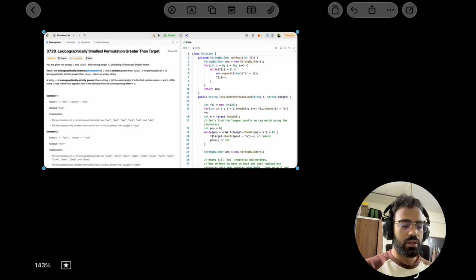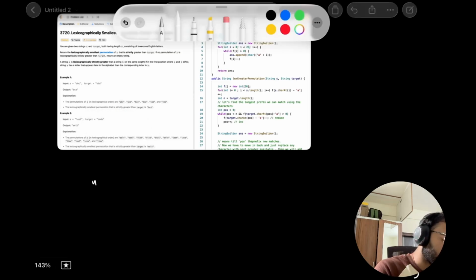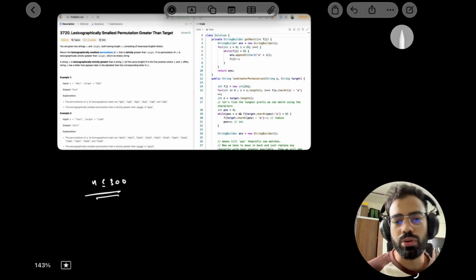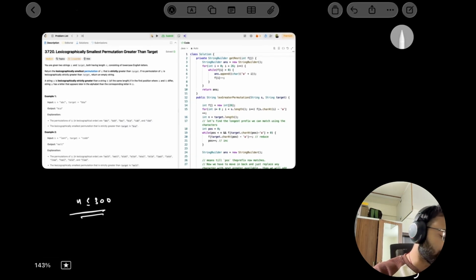Now the first thing, the constraints. The constraints are that the length of s is less than 300. So the constraints are very small. Even if you do brute force, you will be able to solve it. But we are not going to see the brute force approach. The brute force is simple. So let's understand the problem once.